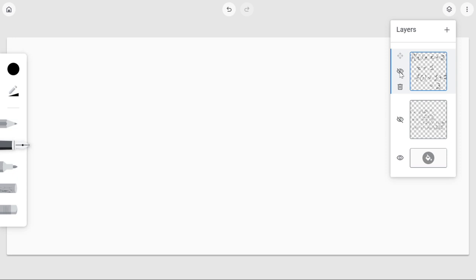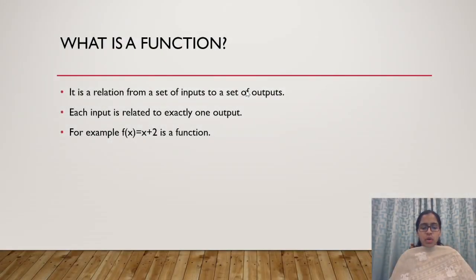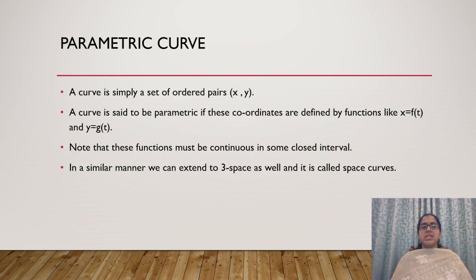Now, next we will discuss parametric curves. We all know what a curve is. A curve is a set of ordered pairs x comma y. Now, when do we call such curves parametric? A curve is said to be parametric if the coordinates, that is x and y, are represented by continuous functions.